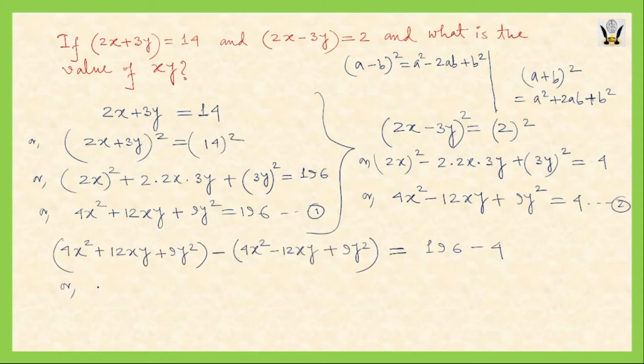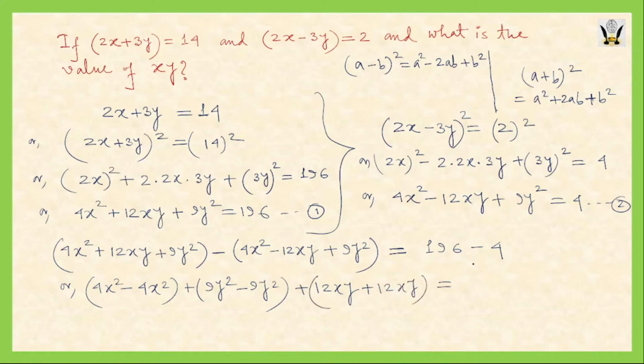Then what we can see here is 4x square, and here we have minus 4x square. The 4x square itself is positive, but since we are subtracting, it will be minus 4x square. Then 9y square we have here, and the same 9y square we are subtracting. Then from the first expression we have 12xy, and from the second expression we have minus 12xy, but since we are subtracting, finally it will become plus 12xy. And from the right hand side it is 196 minus 4, so it will be 192.